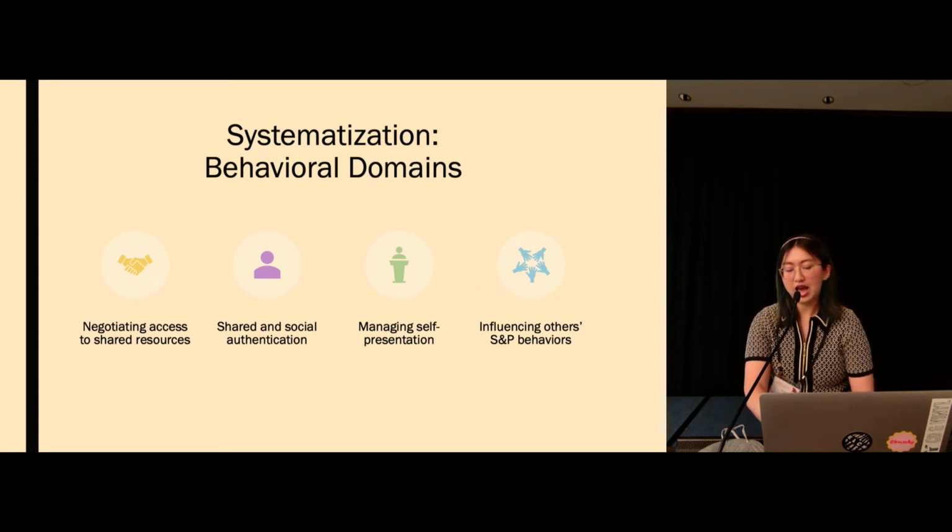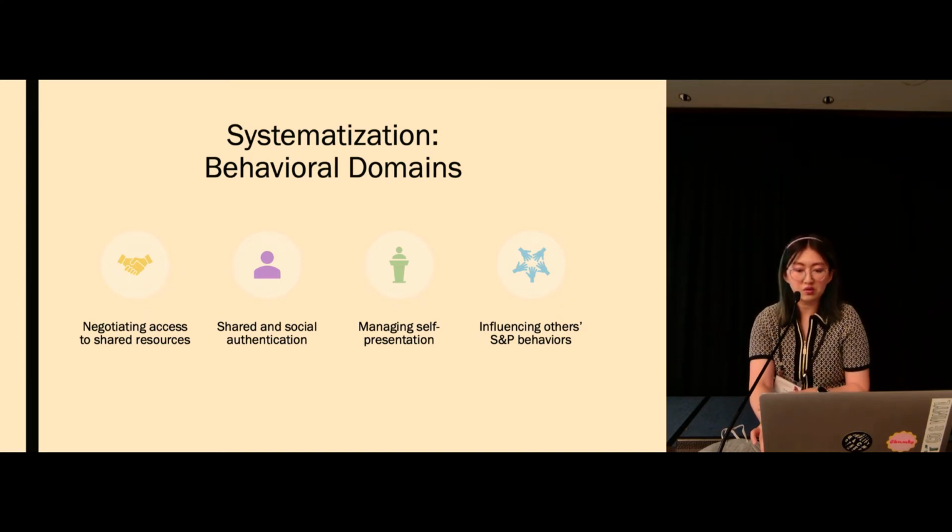1, negotiating access to shared resources, which includes sharing media accounts, devices, files, physical access to workspaces, rideshare, houses, etc. 2, shared and social authentication, which includes user reliance on others to help them authenticate, as well as systems that facilitate group authentication. 3, managing self-presentation, which includes disclosing personal info to build trust, self-censorship, audience selection tools, context collapse, and curating public profiles.